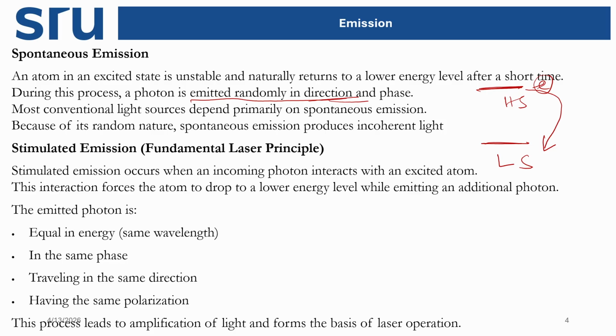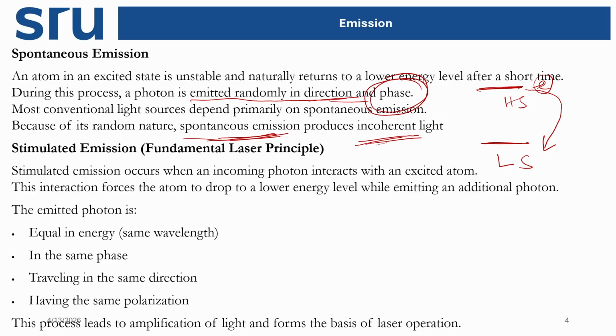Photons can be emitted in any direction. This is observed for conventional lights. When we hit the system, it goes to the higher energy state and comes back to the ground state by emitting photons randomly in various directions. This process is called spontaneous emission. It is also non-coherent light, because the photons are emitted randomly in different directions, and the phase of the photons is also different, not a single phase. That's why incoherent light is observed for spontaneous emission.